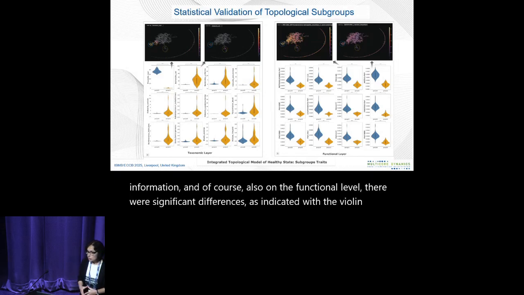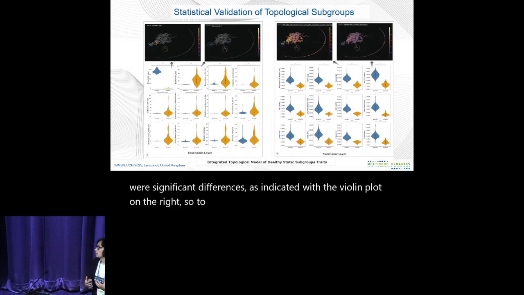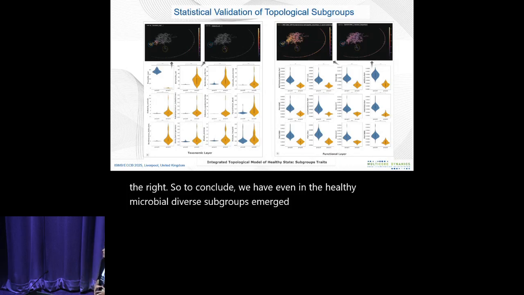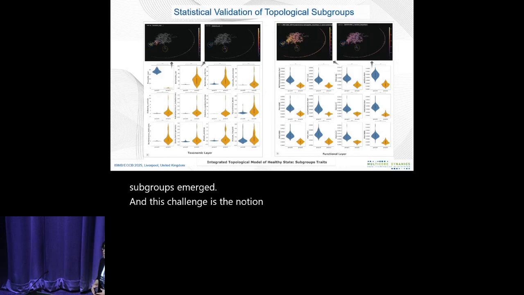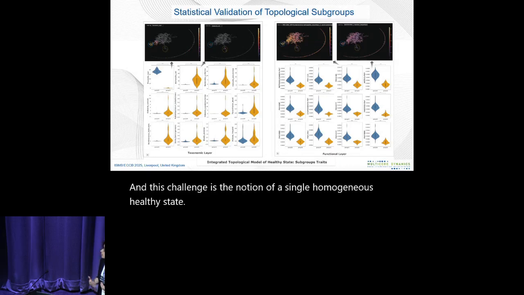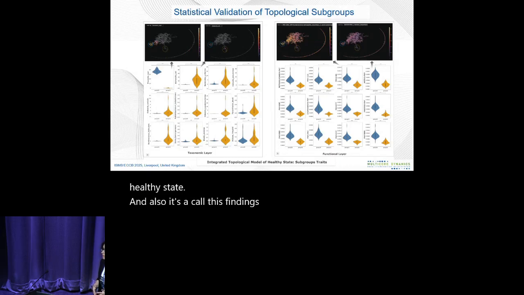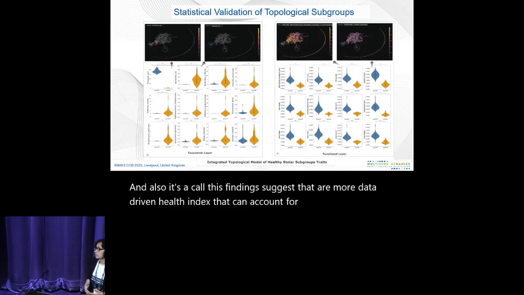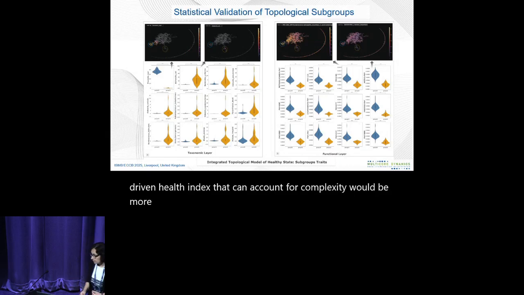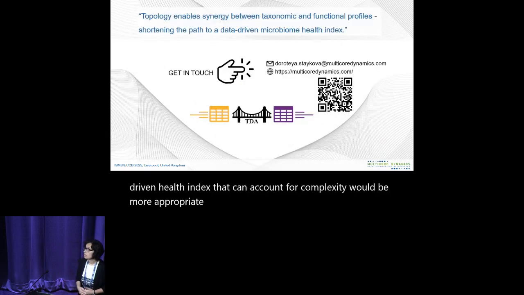So to conclude, even in the healthy microbiome, diverse, distinctly different subgroups emerged. And this challenges the notion of a single homogeneous healthy state. This finding also suggests that a more data-driven healthy index that can account for complexity would be more appropriate. And please reach out, and I would like to thank you very much for your attention.